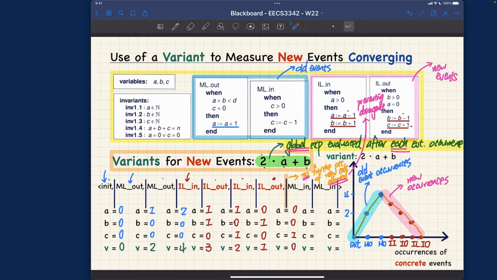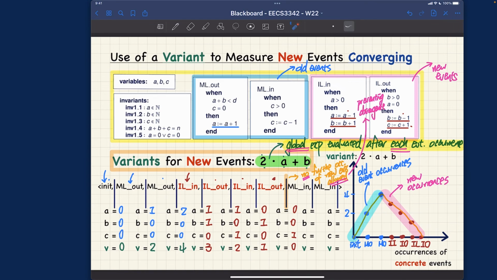So now here's a question. We know that at this point, we can no longer take any new event occurrences. Does that mean the system deadlocks? The answer is no, because we know that the variance has now decreased all the way to 0. So before the new events can occur again, there must be some old events occurring to increase the value of the variance, so we can further take any new events.